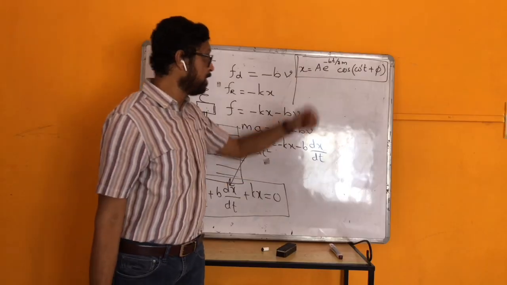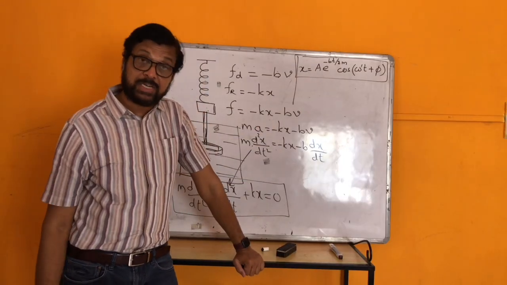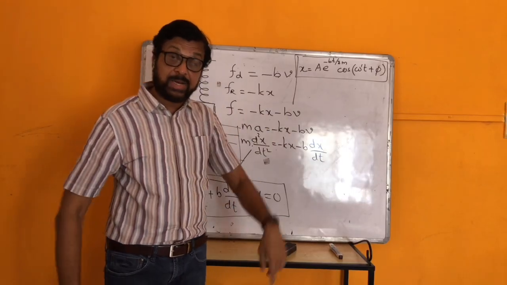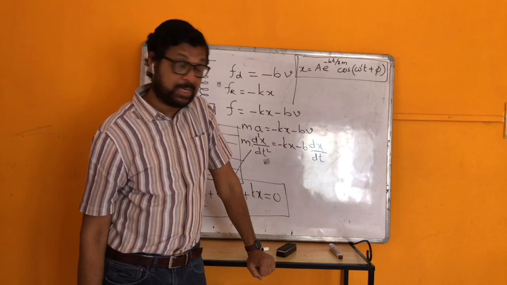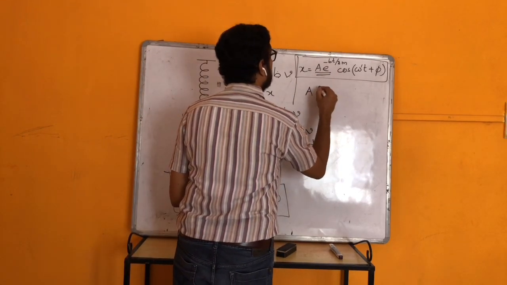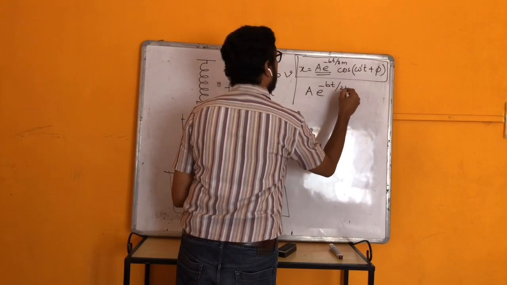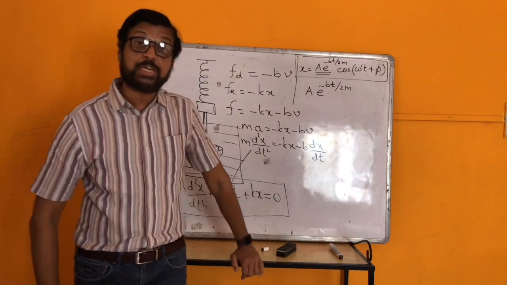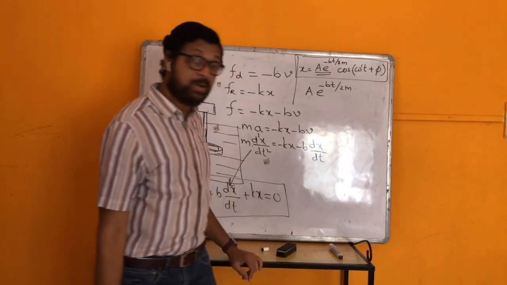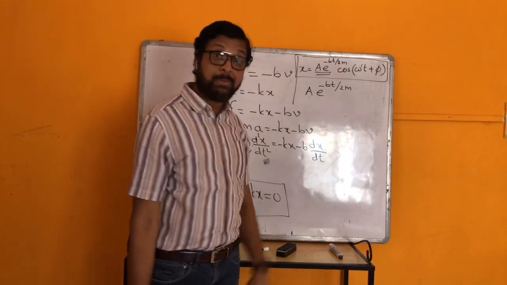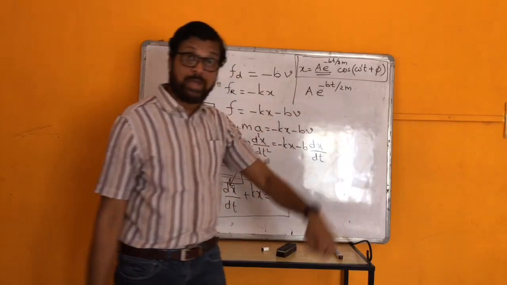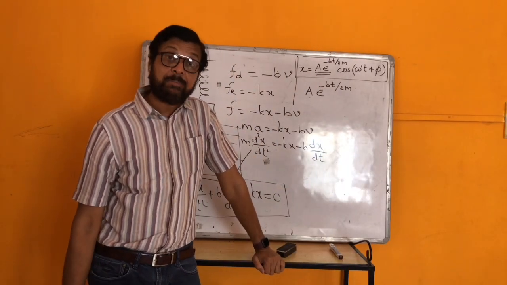Solving this equation, we get x is equal to ae raised to minus bt by 2m cos omega dash t plus phi. This is the displacement in damped oscillations. This ae raised to minus bt by 2m, this is the amplitude of damped oscillation. A is the amplitude of undamped oscillation, and this ae raised to minus bt by 2m is the amplitude of damped oscillation.